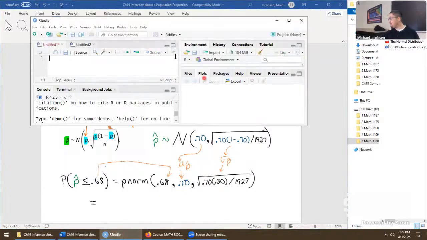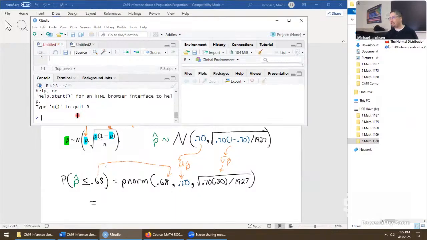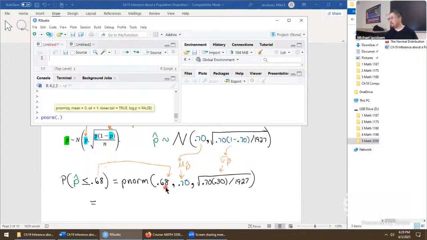So let's go and compute this way. Using RStudio in calculator mode, I'm just going to work off the console and directly type in this syntax. pnorm, 0.68, 0.70, square root of 0.70 times 0.30, divided by 1927, gives us this as a probability. We have 0.0277 upon rounding.